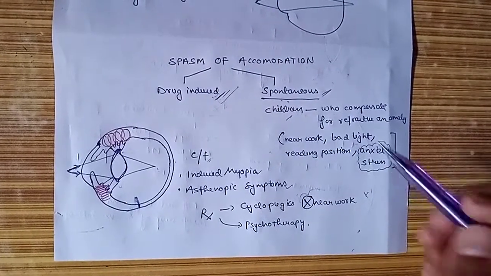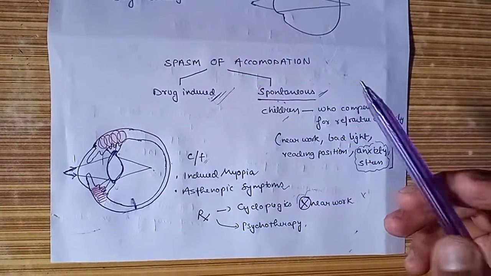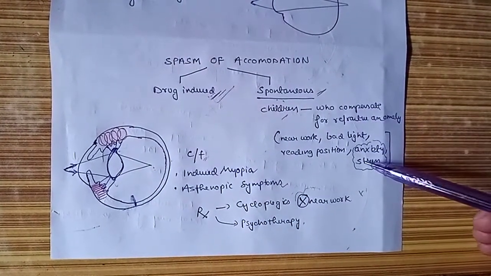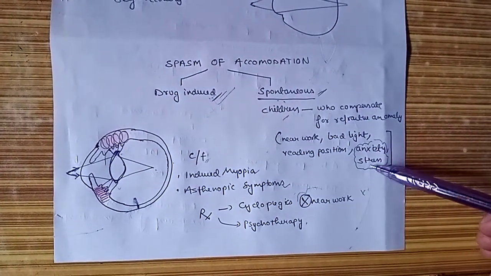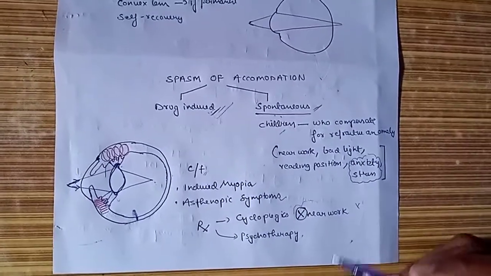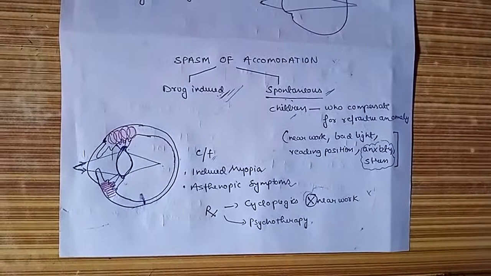And in the cases where it was a spontaneous spasm of accommodation, if the onset factor was anxiety or stress, the child must be evaluated and be given psychotherapy. So this is what we needed to remember about this condition.